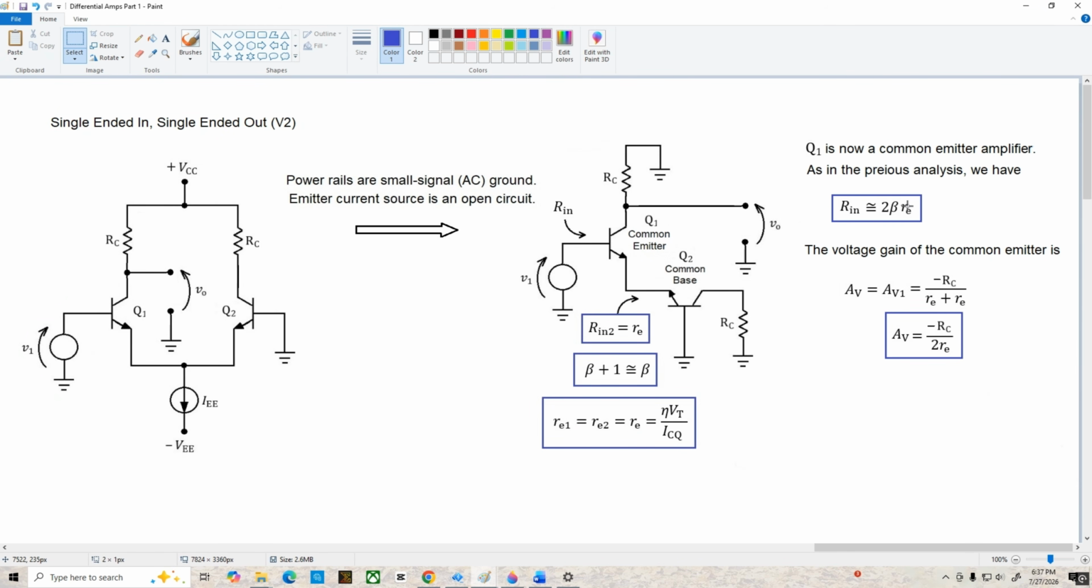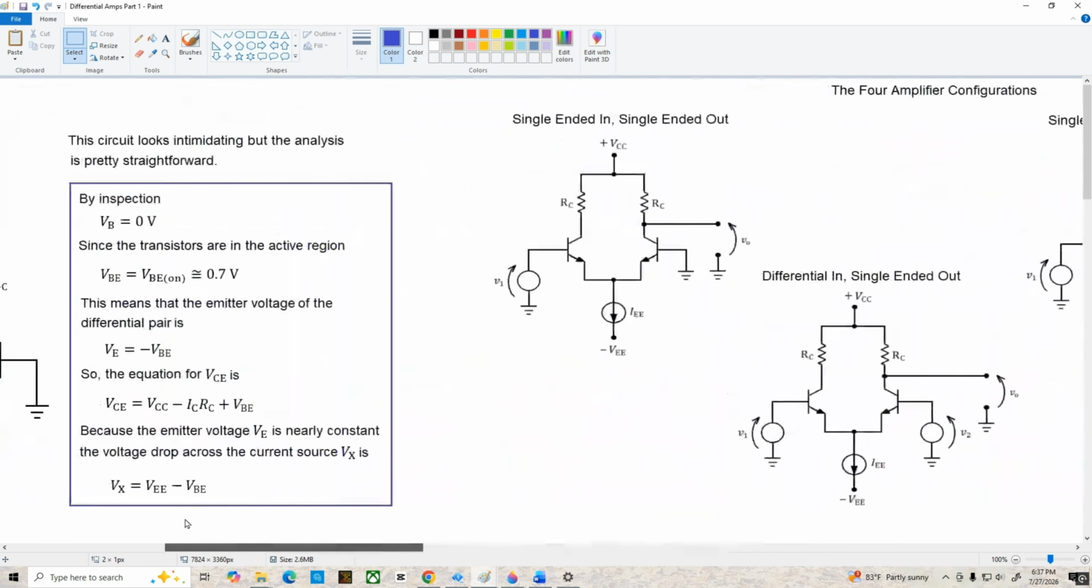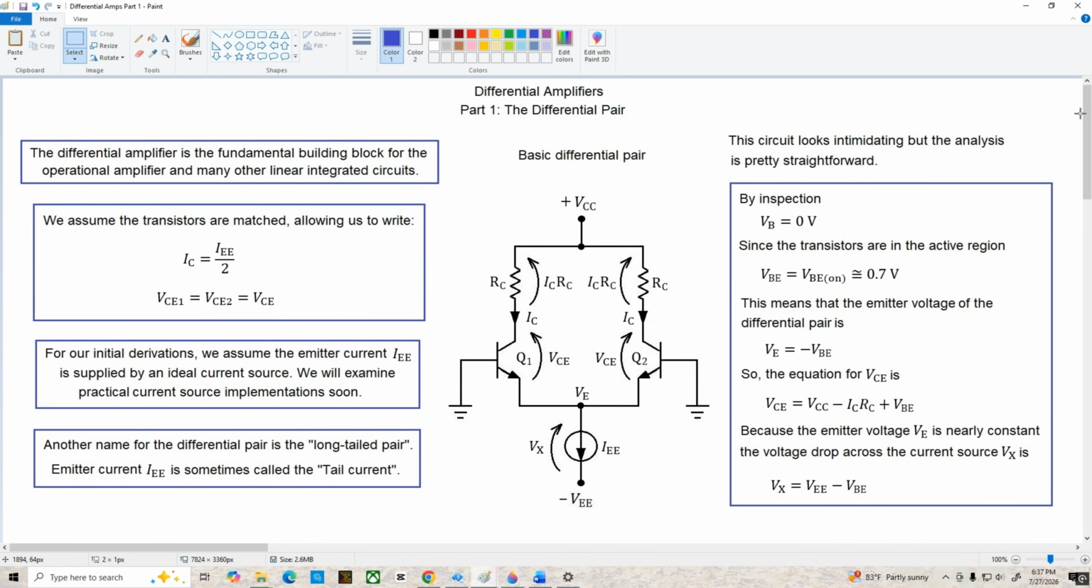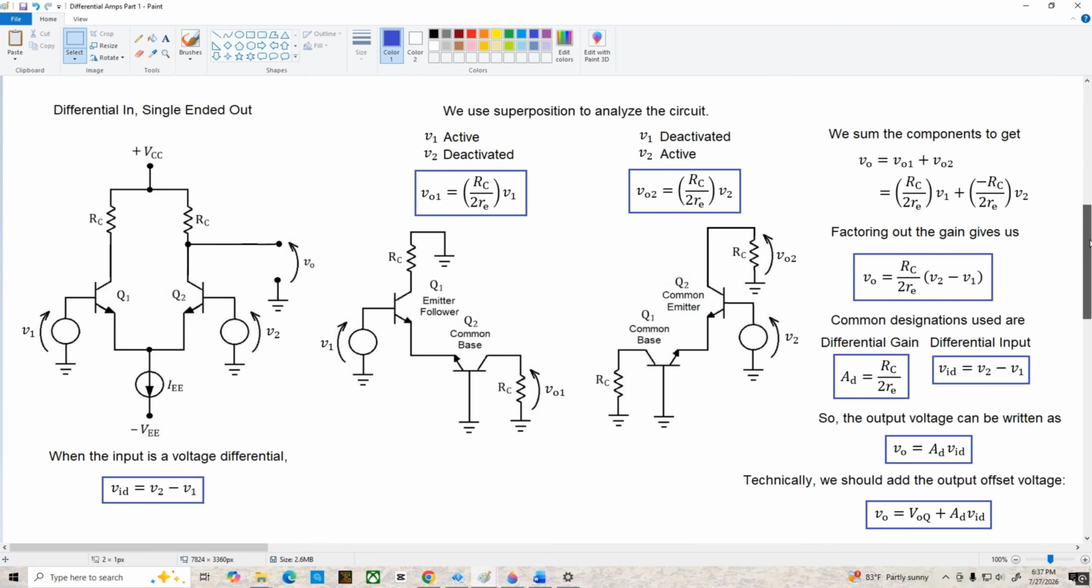And there we go. Now it's the correct format. All right, now what we're going to do next is take a look at what's arguably the most common and most useful version of this amplifier, and that is differential in, single-ended output.